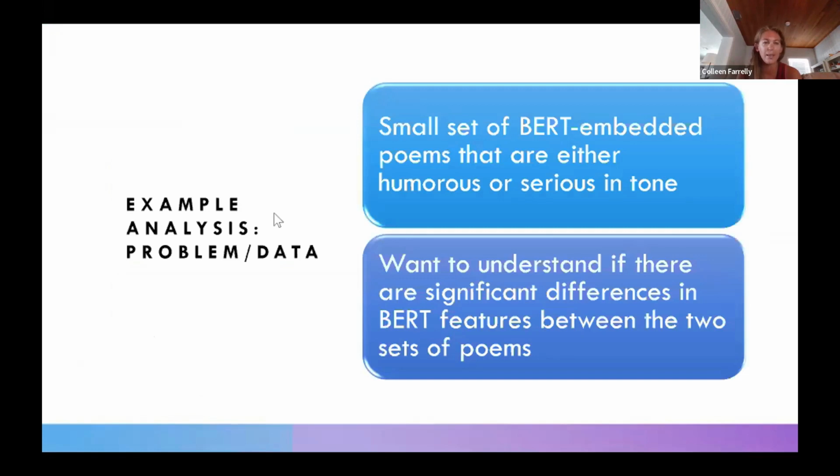So let's look at an example with real data. I created a small set of BERT embedded poems that are either humorous or serious in tone. And we want to understand if there are significant differences between BERT features between the two sets of poems. So BERT embeddings take text data and embed it in a context-aware model that they've created from a lot of training data. So it kind of summarizes what exists within the sample of text that's there.